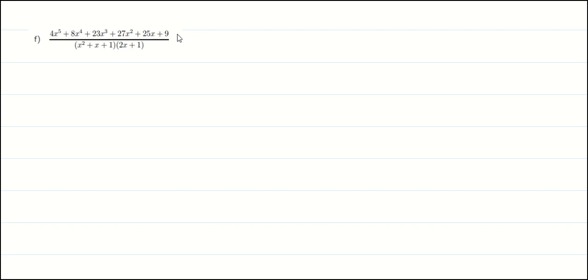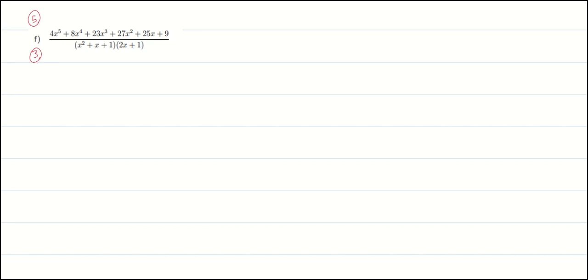Okay, now looking at this rational expression, we want to decompose it into partial fractions again. The first thing that we should do is look at the degrees of the polynomials on the top and on the bottom. On the top we have a power of 5, which is the greatest exponent, so the degree of the polynomial on the top is 5. And the degree of the polynomial on the bottom would be 3.